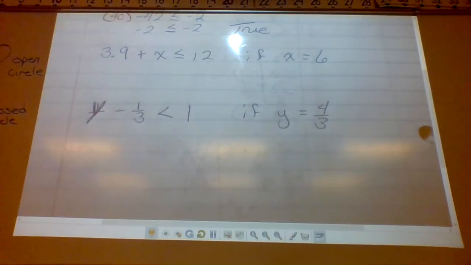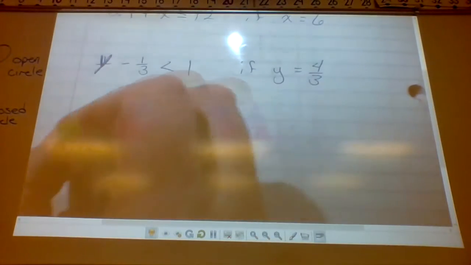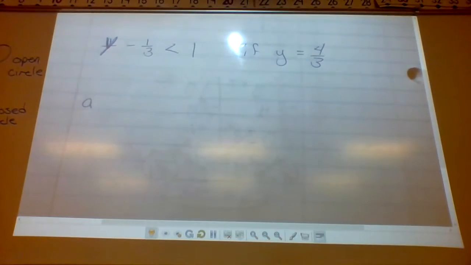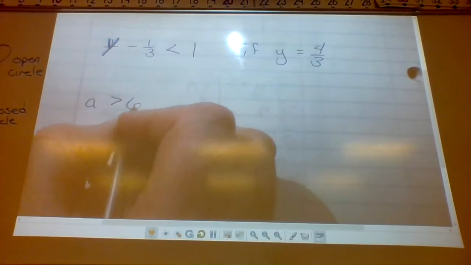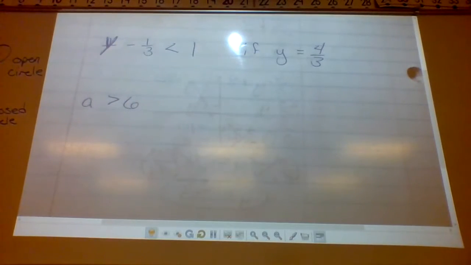3, 2, 1. The last thing we have to do, you do have to graph these. What do you mean? Stop yelling at me, or I will make you do the hard graphs. Don't do it, Omi. How you graph these is very simply a number line. So what we have is A is greater than 6. That's it. Now we gotta graph it.